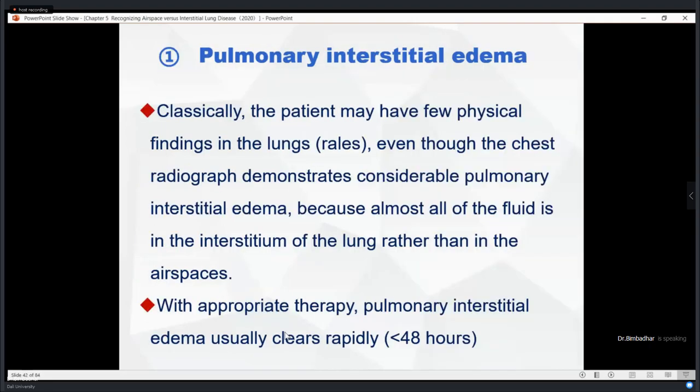Now, how do these patients present? These patients generally present with rales, even though the chest radiograph demonstrates considerable pulmonary interstitial edema, because almost all the fluid is present within the interstitium itself rather than in the airspace.